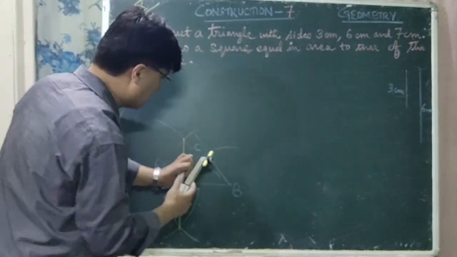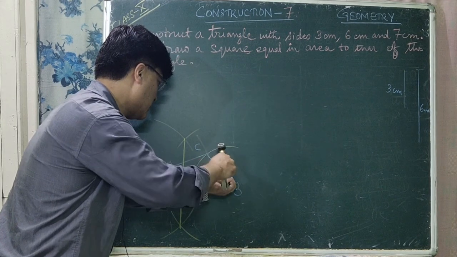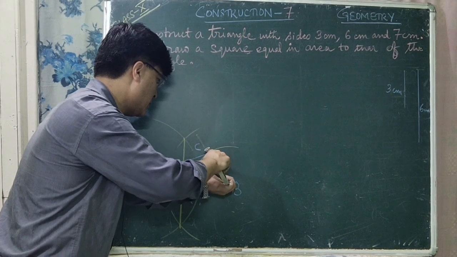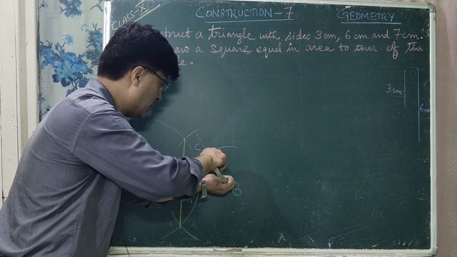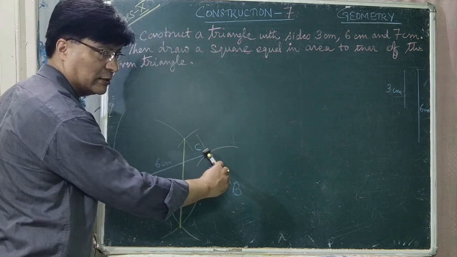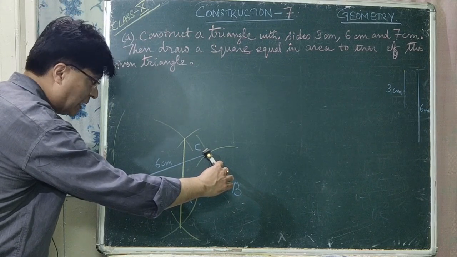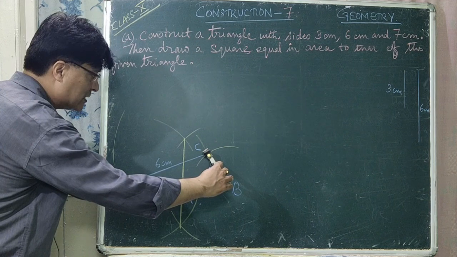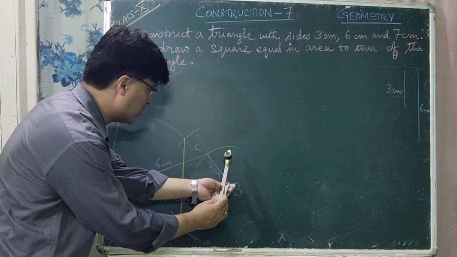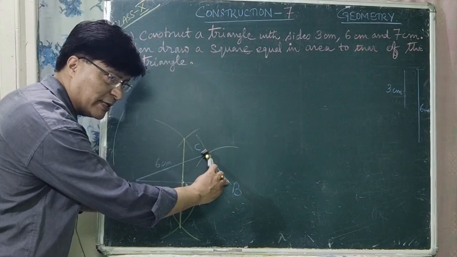Measure the length BC now. Keep the pointed needle at B, then measure this length, 3 centimeter. Is that clear? Now BC is an arc of length 3 centimeter. Place the pointed needle at B and at C, and 3 centimeter is measured out here.